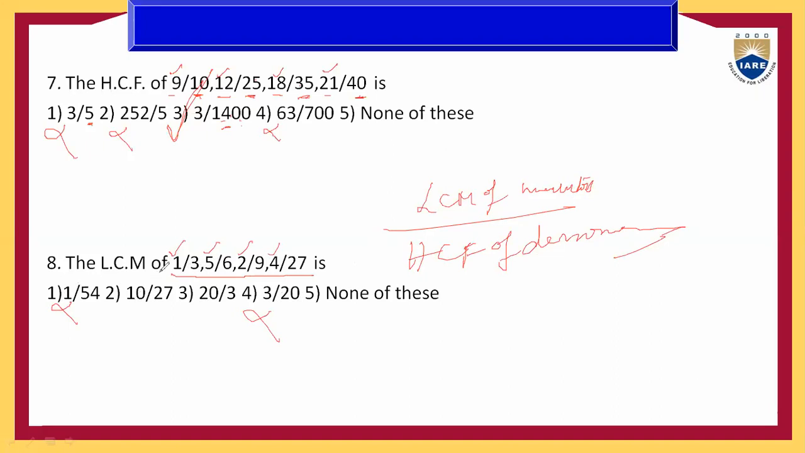So 10. Does 10 divide by all these numbers? 10 is not divisible by 4. So 20 is divisible by 1, 20 divisible by 5, 20 divisible by 2, 20 divisible by 4. This other one is also not the correct answer. Most probably this one is the right answer. You check it. 3, 6, 9, 27. For this we find the HCF. The HCF is equal to the least value or lesser than the least value. The least value is 3. 3 divides all these numbers. 3 divides 6, 3 divides 9, 3 divides 27. So 3 is the HCF, 20 by 3 is the right answer, option number 3 is the right answer.